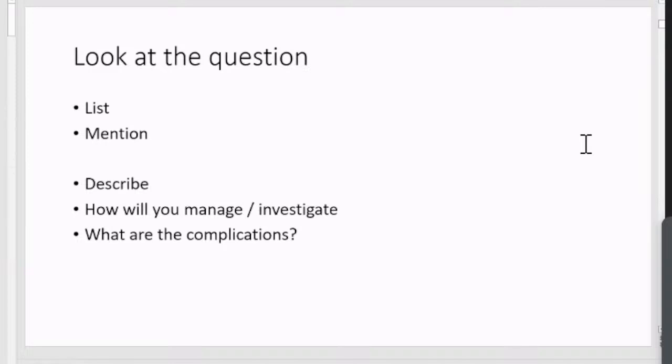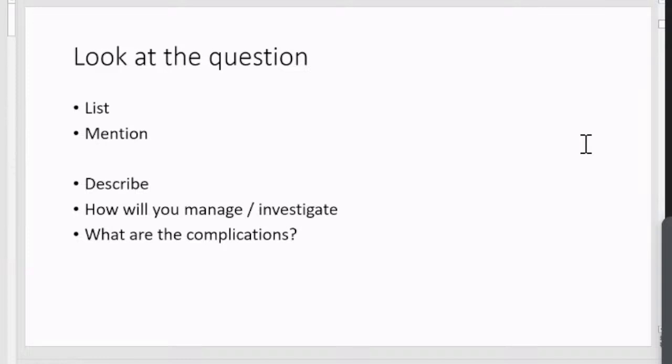Similarly, if there's a question like "list the complications," that will be for two or three marks. It will not be for too many marks. List the complications means you need only list. Mention the indications, then you just mention the indications, a list is enough. Mostly the marks allotted will be two or three. So if it's two marks, you put maybe four or eight indications or complications, as there are for the condition.